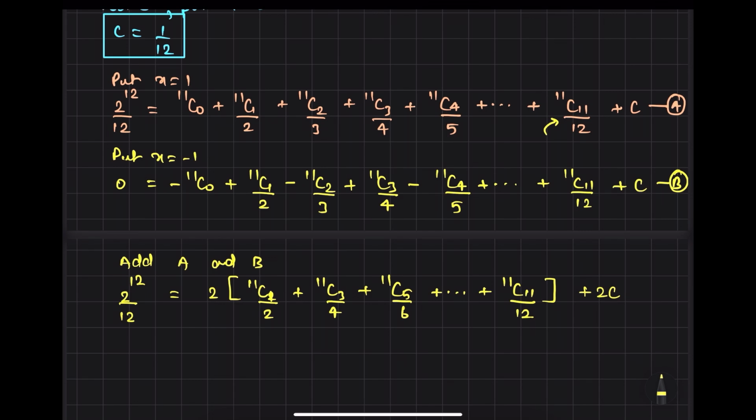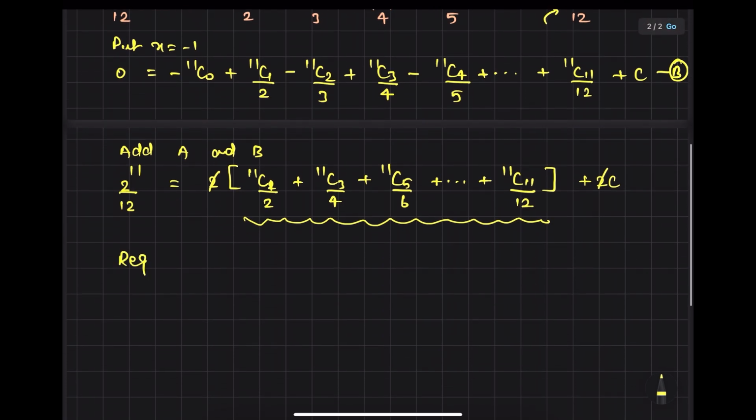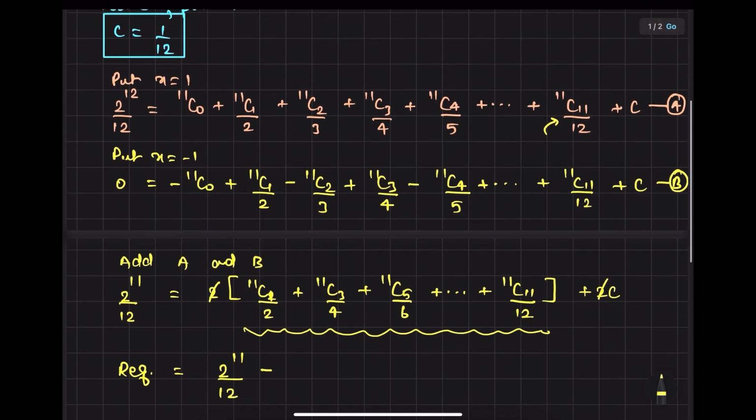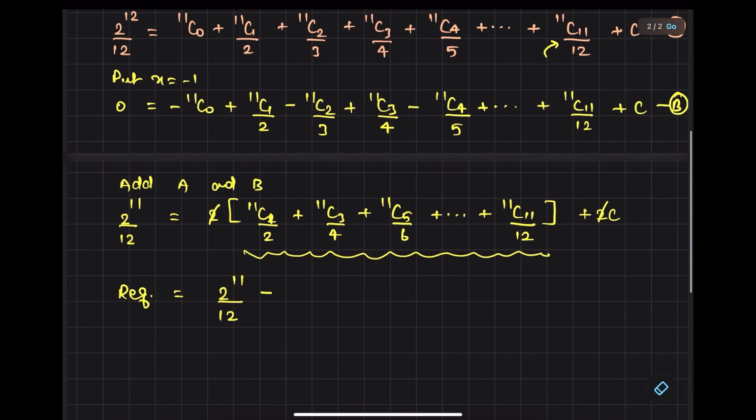Okay, you know that this is your required thing. So first divide both sides by 2. Here it is 2 power 12, so we will have 2 power 11. Now minus c. So the required thing will become 2 power 11 by 12 minus c. So who is c? c is 1 by 12.